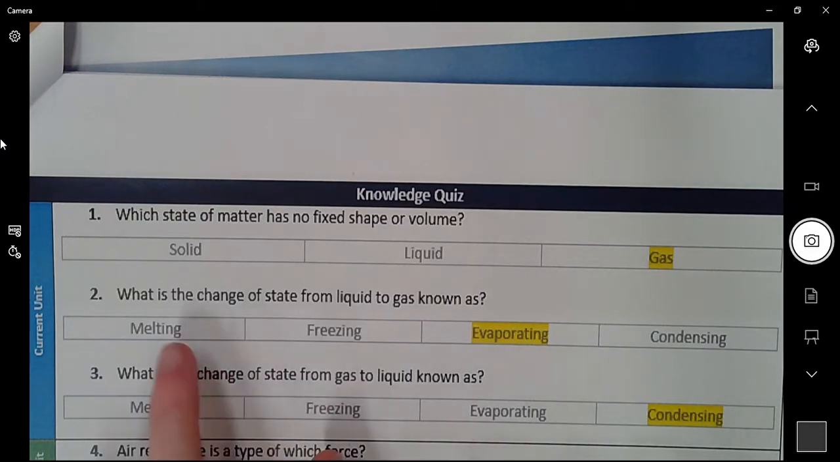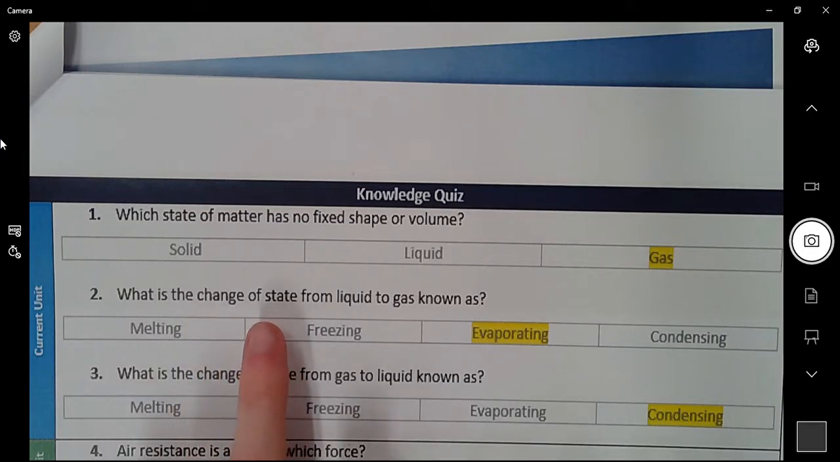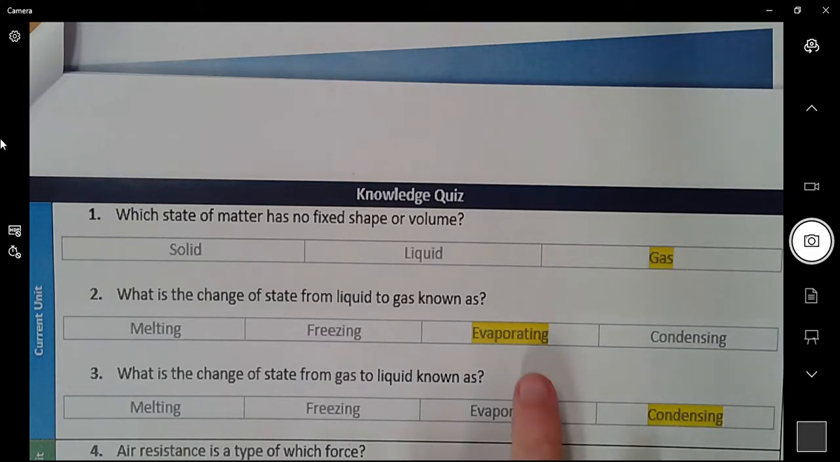The second one, what is the change of state from liquid to gas known as? So I have a liquid and it changes to a gas. What is that known as? It is known as evaporation or evaporating. So give yourself a tick for that one.